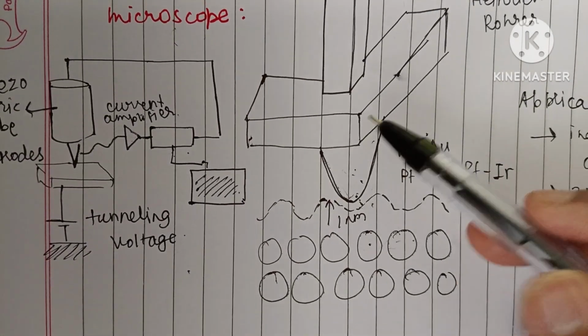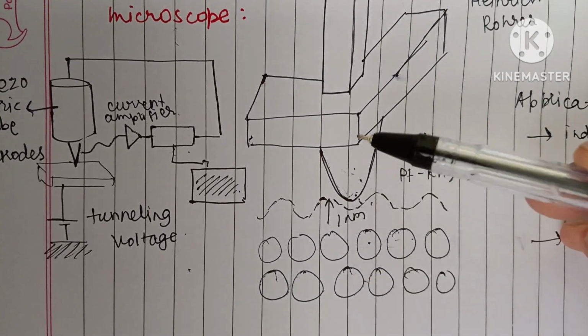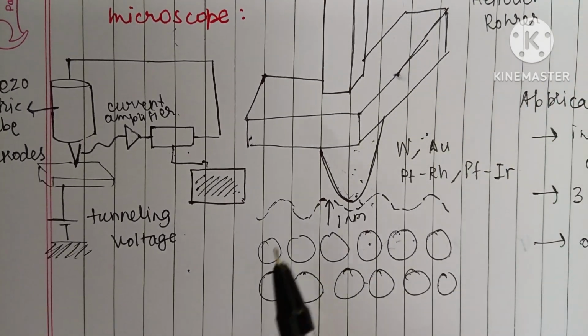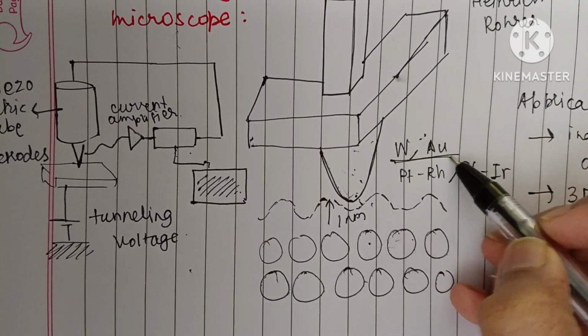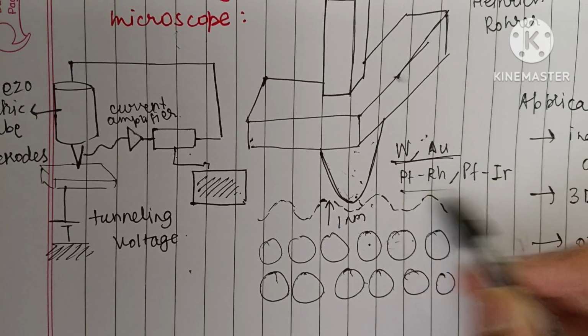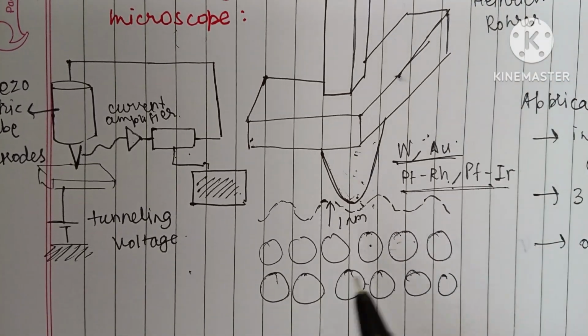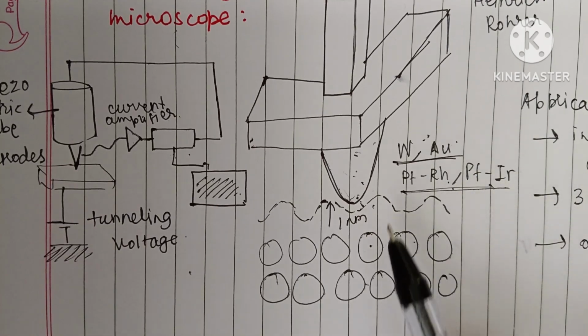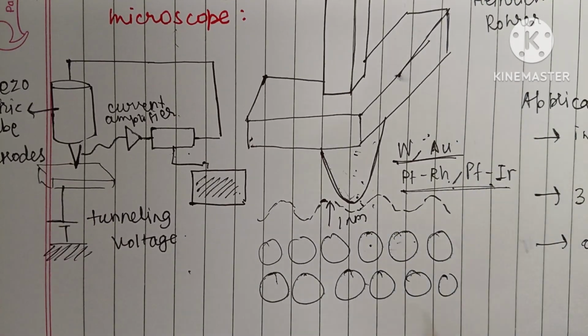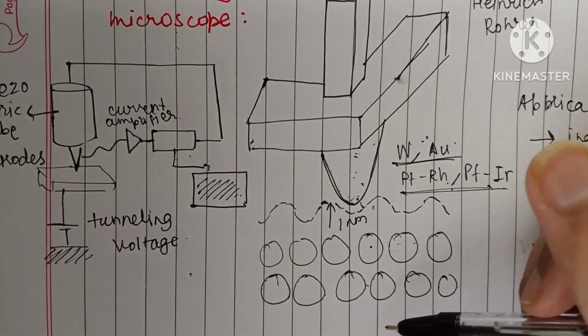And for tunneling to actually occur, both the sample and the tip have to be a conductor or a semiconductor, which is why we use pure metals or alloys like this for the tip. So scanning tunneling microscopes cannot be used for imaging insulating materials.